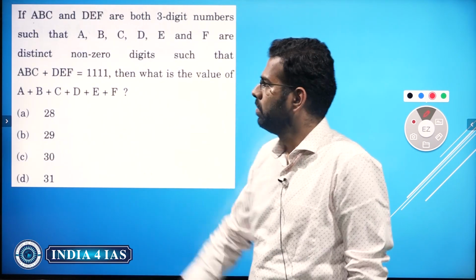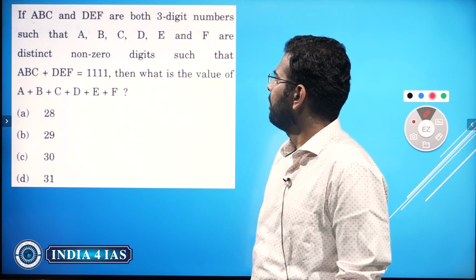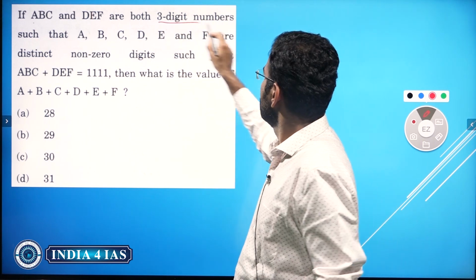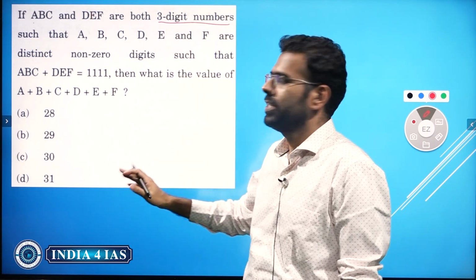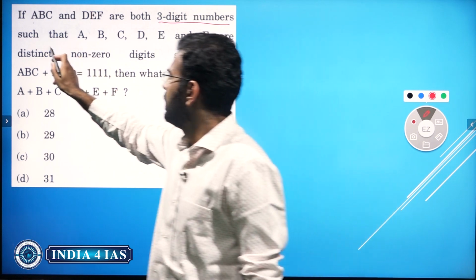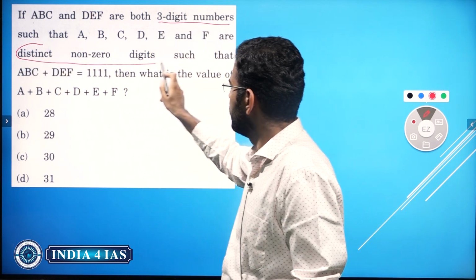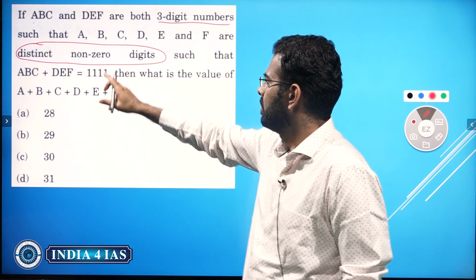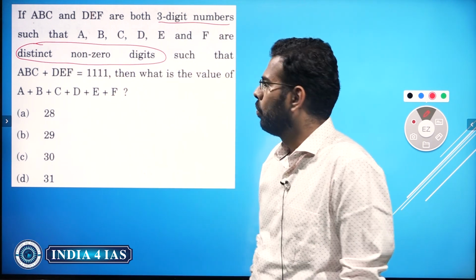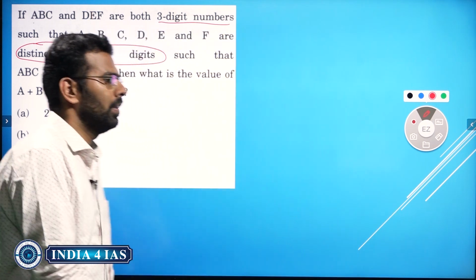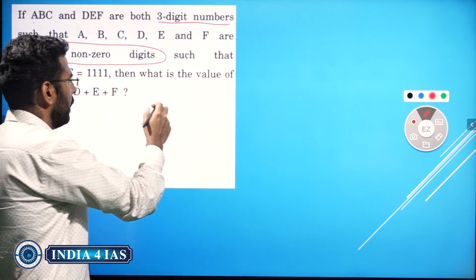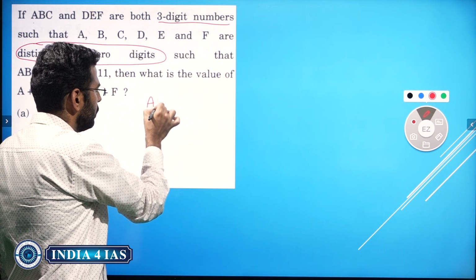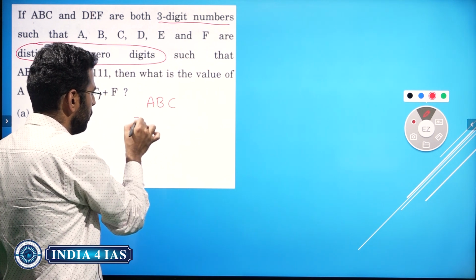Let's see this question. If A, B, C, D, E, F are digits such that ABC and DEF are both 3-digit numbers, and A, B, C, D, E and F are distinct non-zero digits. This is very important in the question. Such that ABC plus DEF is 1111. Then what is the value of all the digits added? Now how do you add two 3-digit numbers, ABC plus DEF?